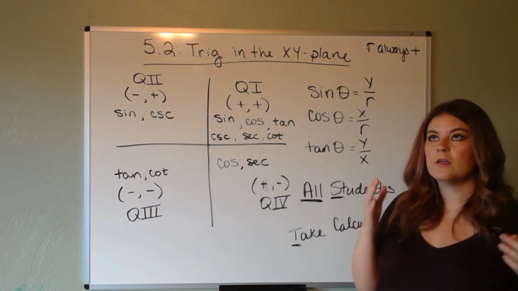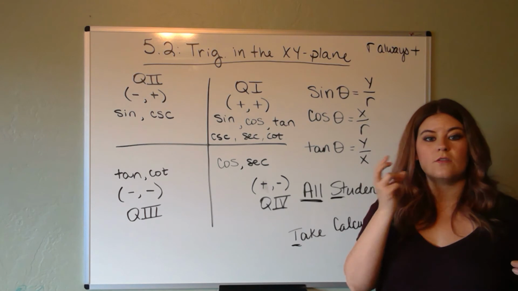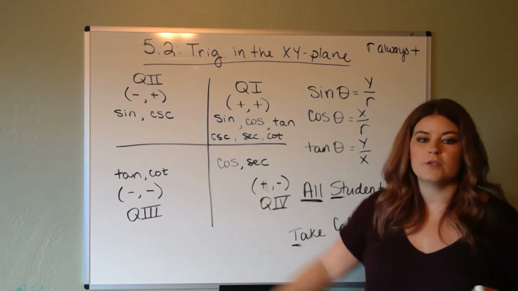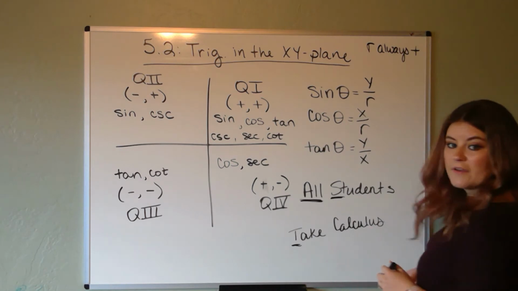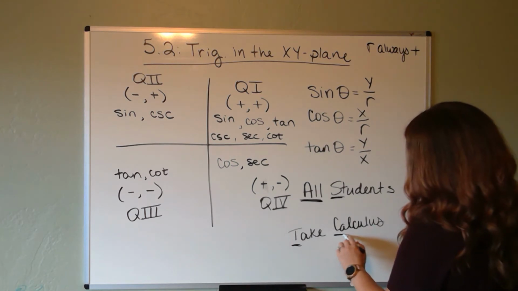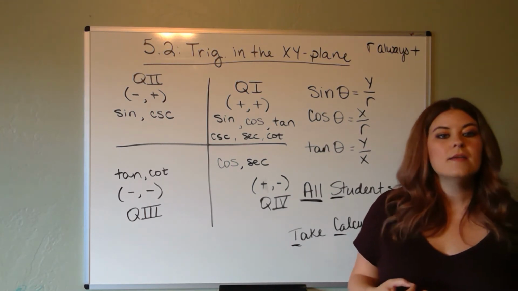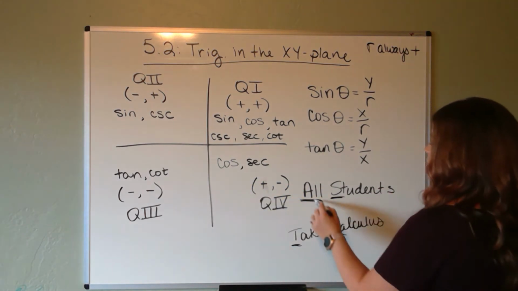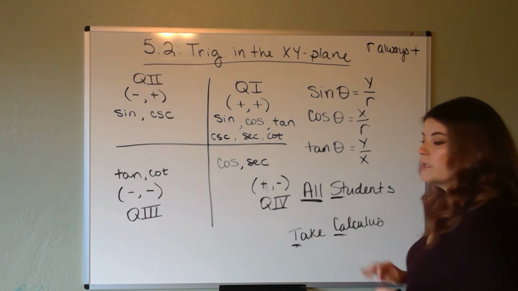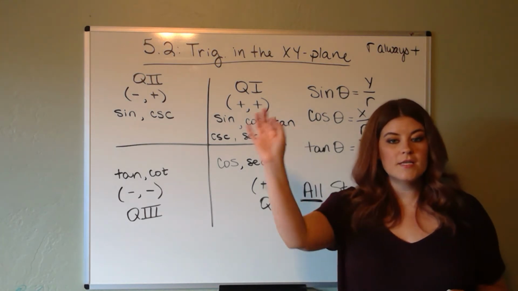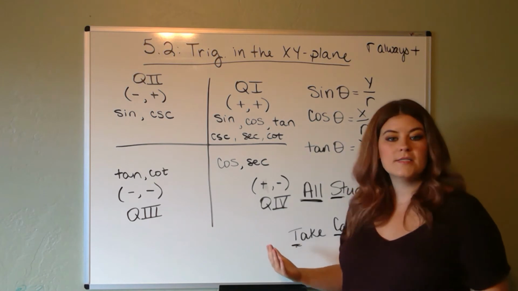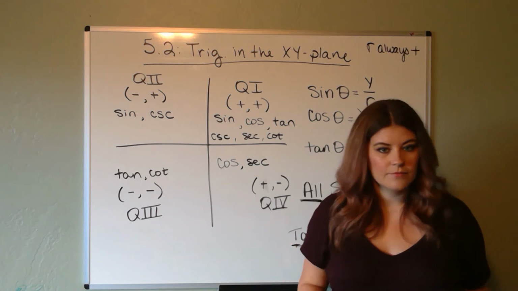So you guys, all students take. It's the third word, it's tangent. It means tangent is positive in quadrant 3. Calculus. It's our fourth word and it starts with a C. That tells me cosine is positive. So all students take calculus will tell you which functions are positive in each quadrant. If they aren't positive, they're negative, right?